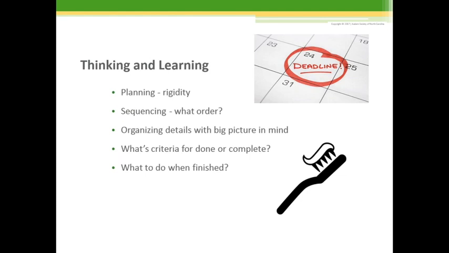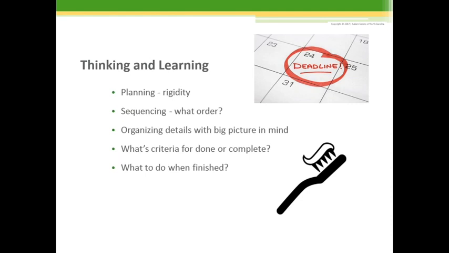We also see that many struggle to understand what's the criteria for done or complete. When is an activity over? And again, this can come in a variety of different forms. So when we think about, let's say, a cleaning task like cleaning the microwave, for some with autism, how do I know when it's clean? How do I know when it's dirty? How do I know when the job is done? So discerning some of the nuances around activities like that can be really difficult for some with autism.